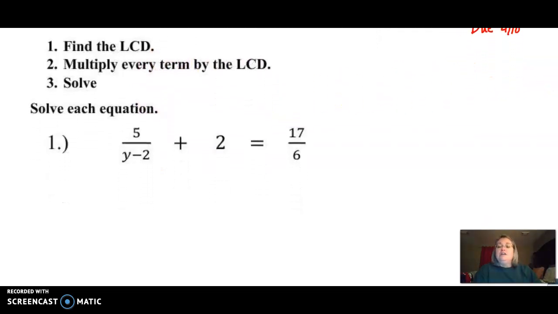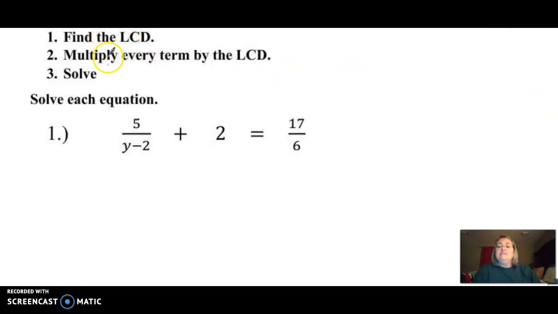Okay? Notice that our steps are exactly the same as the last couple of days that we've been doing rational equations. The difference is with our equation, notice that we have a binomial here on the bottom. When you have a binomial like this, you may want to go ahead and wrap that in parentheses so you remember that that's a quantity. You're not going to look for 2 to be part of your common denominator. You'll be looking for y minus 2.